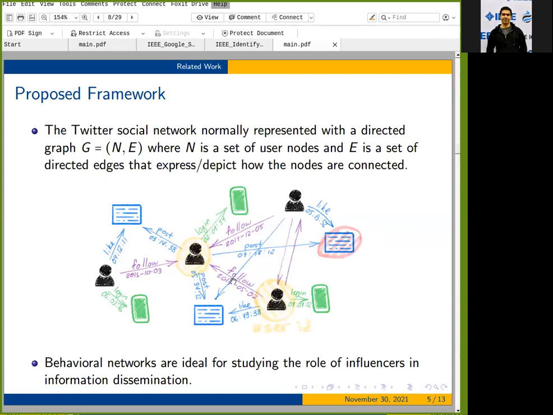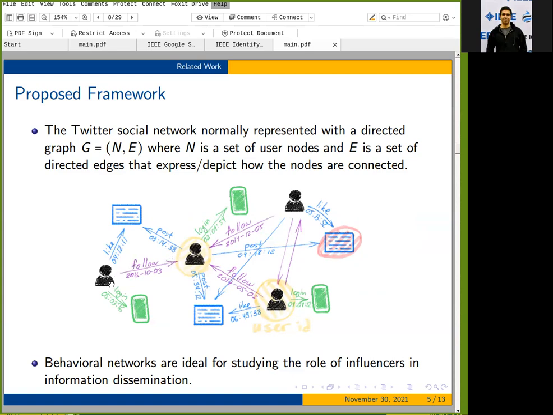So what is the proposed framework? We have used Twitter, as I mentioned. So Twitter is a social network and normally can be represented as a graph with N vertices and E edges. As you can see here, this is a simple graph for Twitter. These are the users, and the edges here can be of any type.